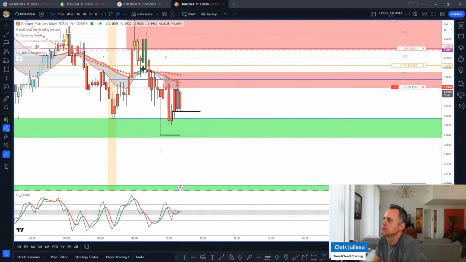It really wants to... we're really in a fight between these two areas here. And again, with this scalping technique, it's so volatile. The moves take place so quickly.